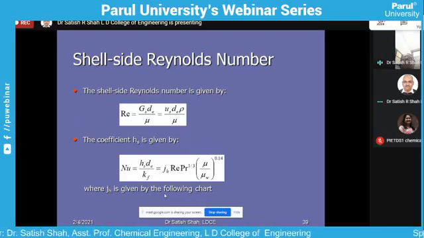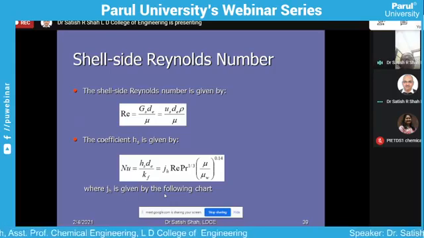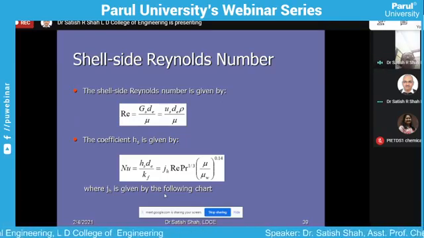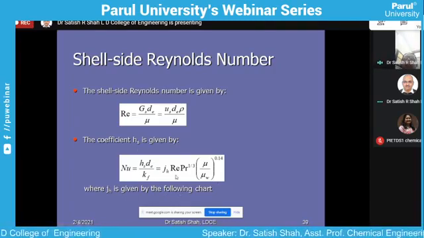Now you calculate the Reynolds number. I told you that it is dE U rho by mu, or dE into GS by mu. Equivalent diameter you take, GS is mass velocity and mu is viscosity. And you can use this formula, which is similar to the earlier, only difference is Nu is equal to JH into Re into Pr raised to 1/3.